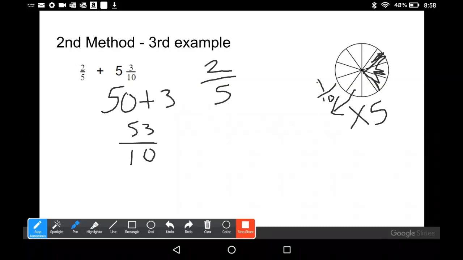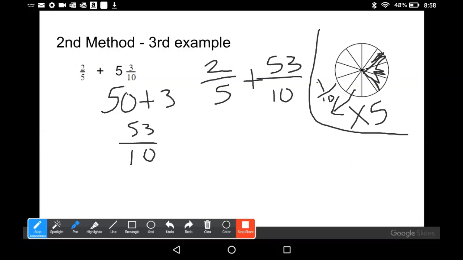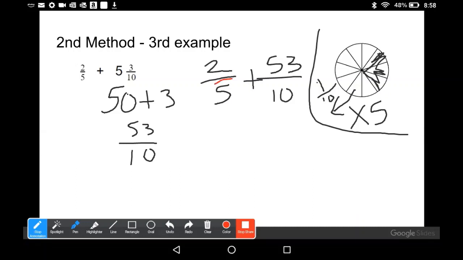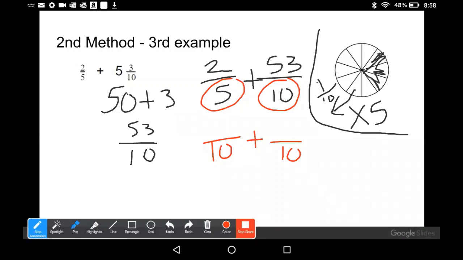That's what that means. So I'm going to take 2/5 and add 53/10 to it. I need to get my common denominator, so I look at my denominators, 5 and 10. What does 5 and 10 both go into? Think about what number 5 and 10 can both go into, and it's 10. This one already has a 10, so I can just bring that 53 down, don't need to do anything.